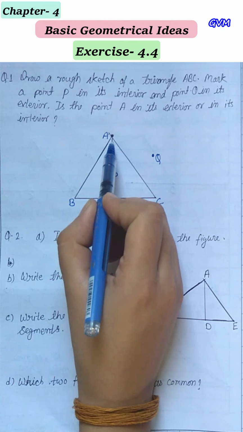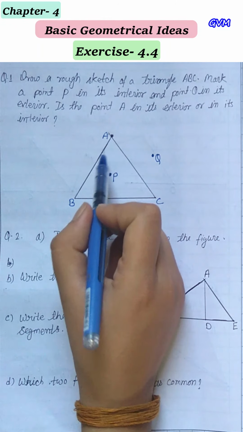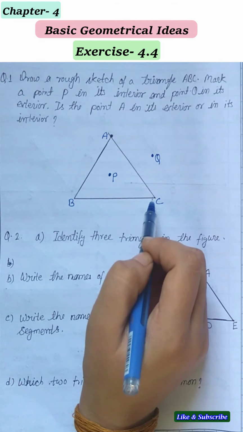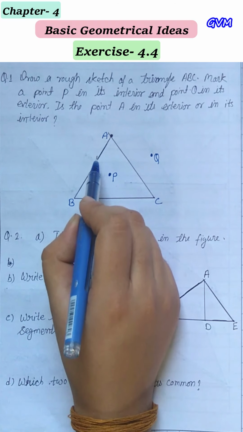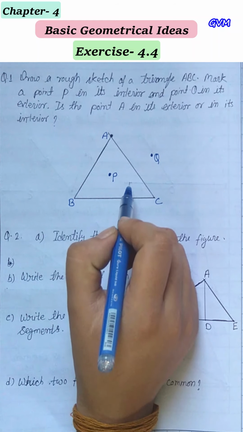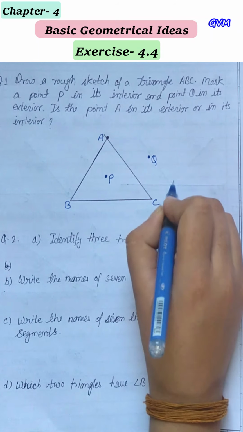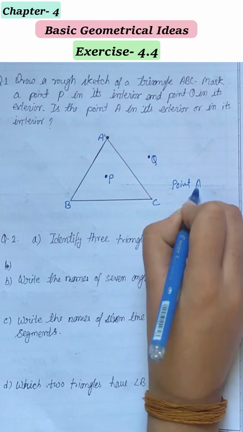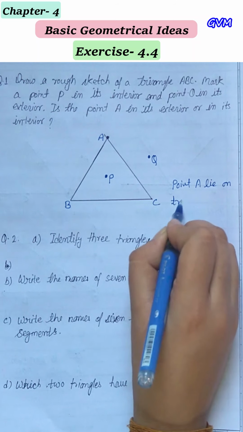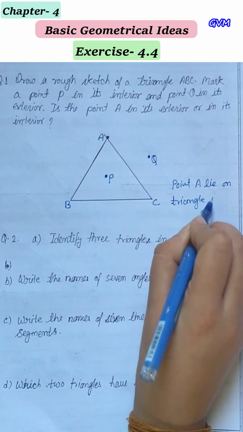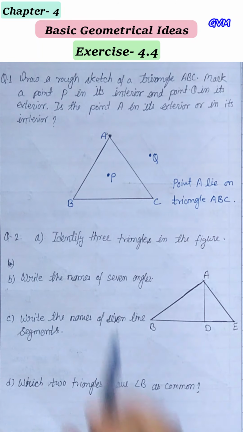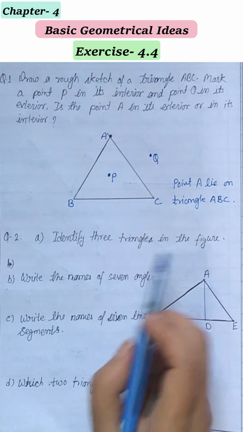Now the question is saying, is the point A in its exterior or in its interior? So as we can see, A, B, C, all 3 points lie on the triangle itself. Okay, so it is neither in the exterior nor in the interior. So point A lies on triangle ABC.